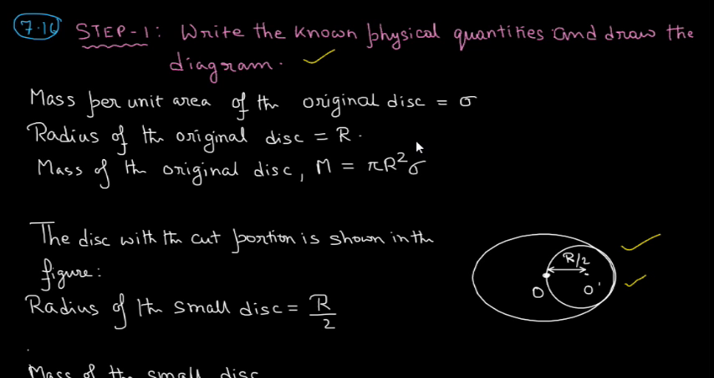So mass per unit area of the original disc is sigma. Radius of the original disc is r. Mass of the original disc m is equal to pi r square sigma. The disc with the cut portion is shown in the figure. So radius of the smaller disc is r by 2.